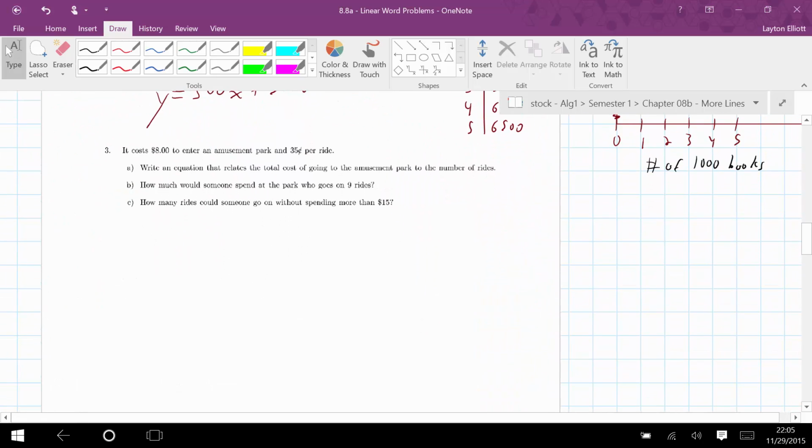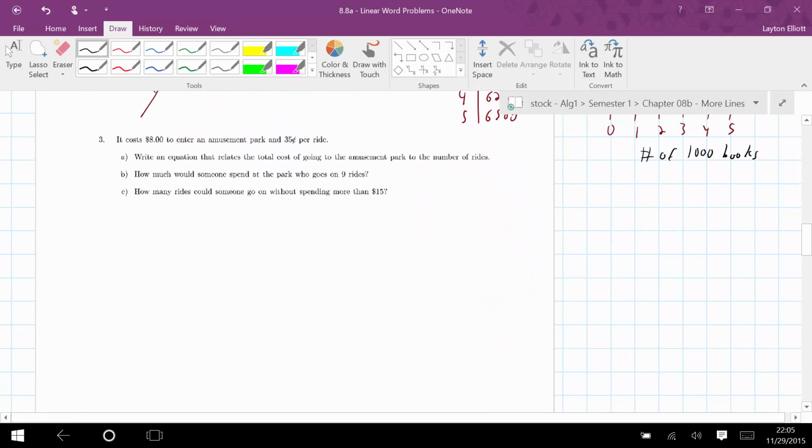Okay, number 3. It costs $8 to enter an amusement park and 35 cents per ride. Sometimes we can look at these and see before we even start that that's going to be like a slope, and this is going to be like a flat cost.